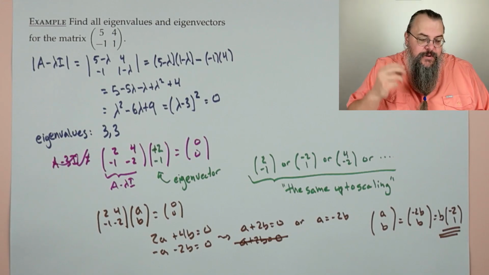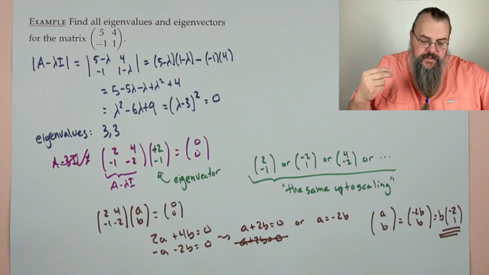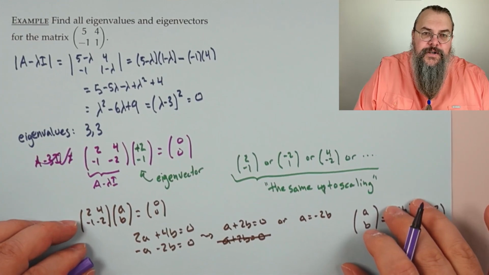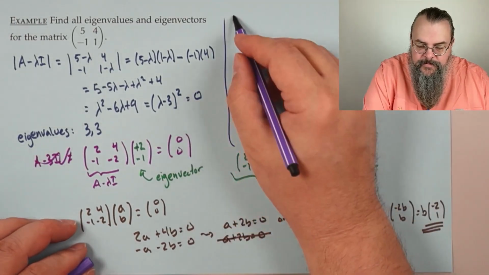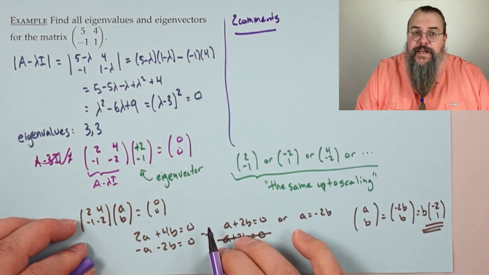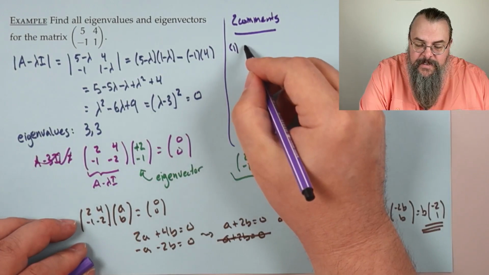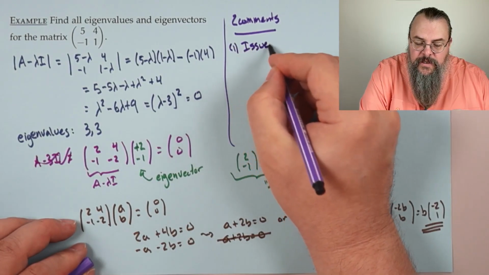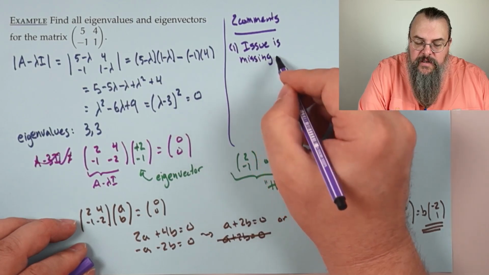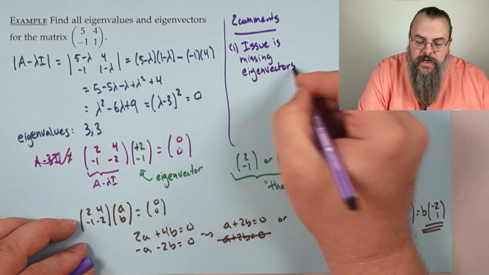All right, so I want to note two things. Let me grab a pen. Okay, so two comments. So we have some context. Comment number 1. The issue is missing eigenvectors. That's where we have problems.